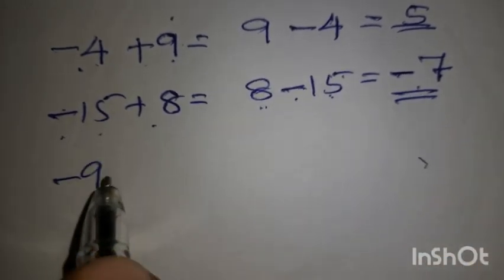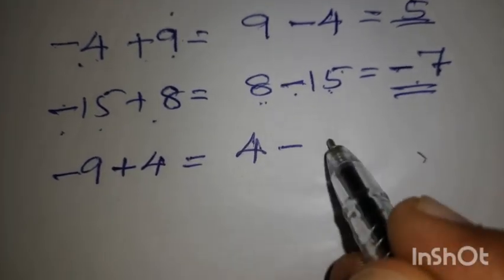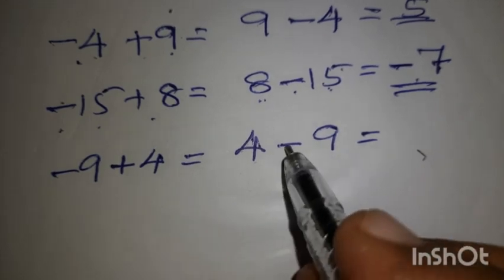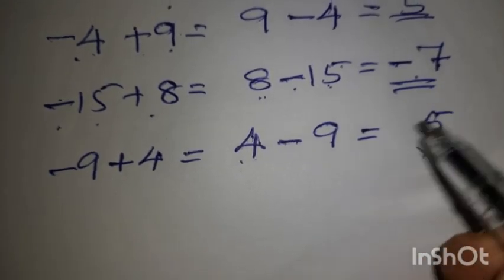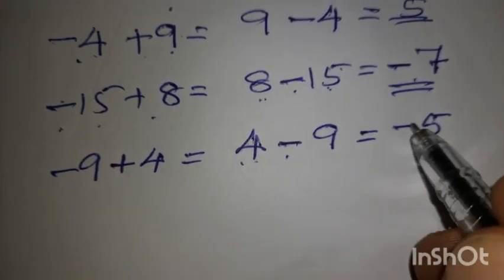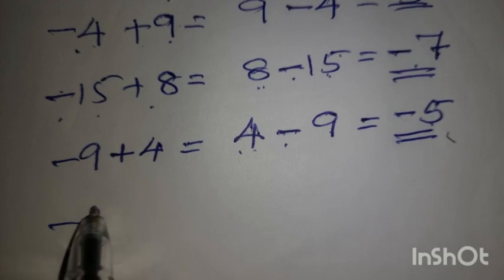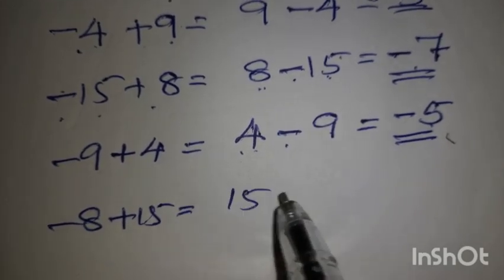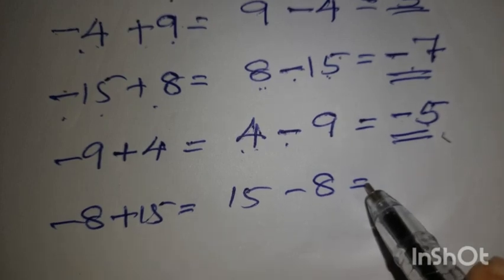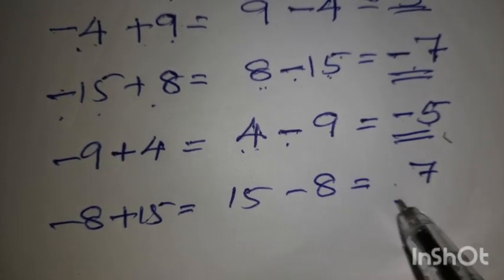Next, minus 9 plus 4. It is 4 minus 9. 4 minus 9 means minus of 9 minus 4. So 9 minus 4 is 5 and the sign is minus. So minus 5. Minus 8 plus 15. It is 15 minus 8. 15 minus 8 is 7. The sign is plus itself.